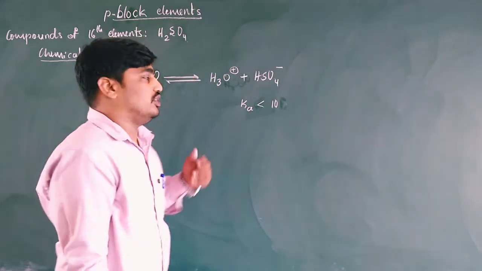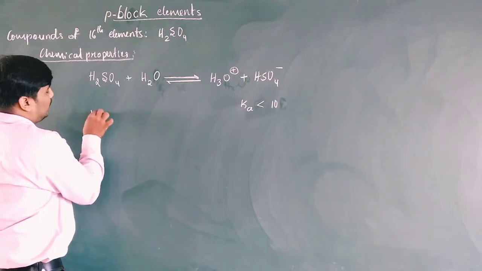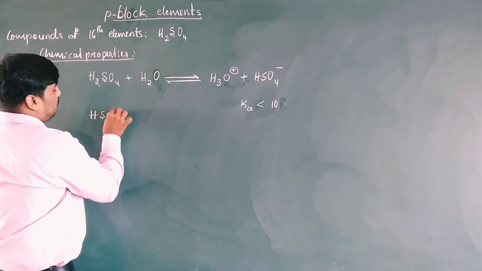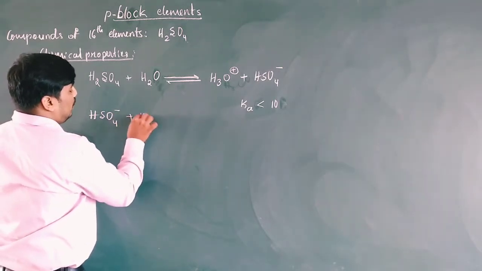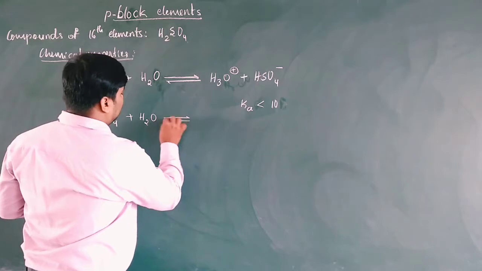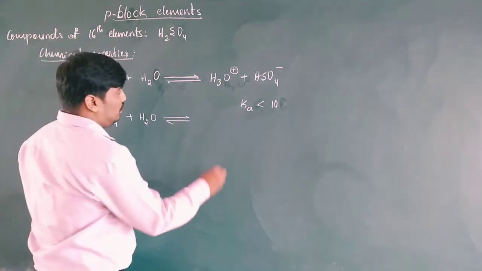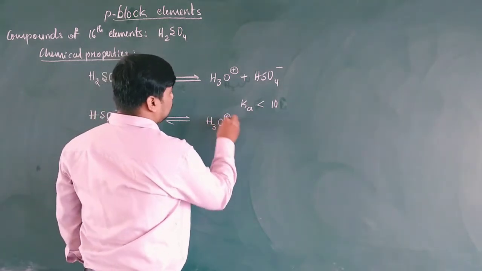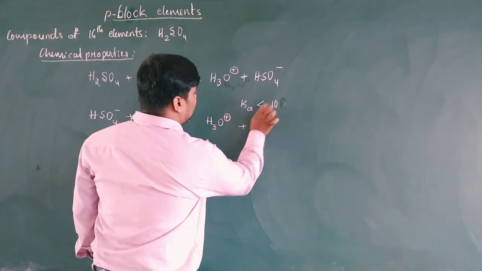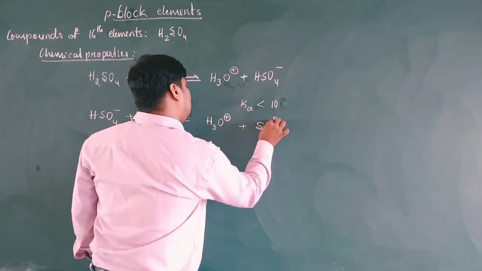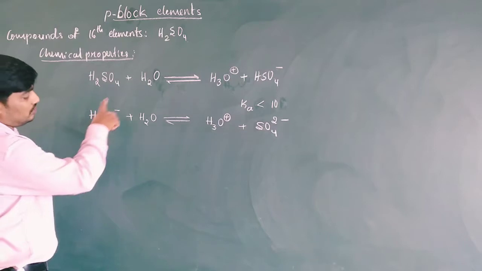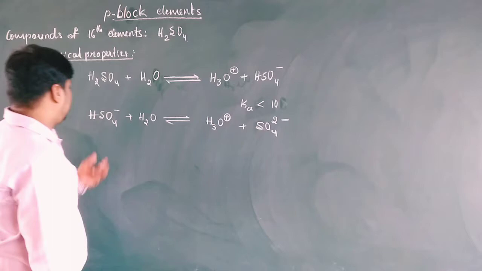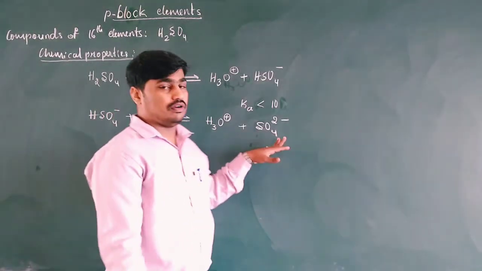It represents acidic nature. Next, whatever quantity of HSO4 is produced, it is actually diprotic. Therefore, it has the capacity to produce another proton, H3O plus, again SO4 2 minus. Another proton is removed from the compound. The HSO4 minus now becomes SO4 2 minus.